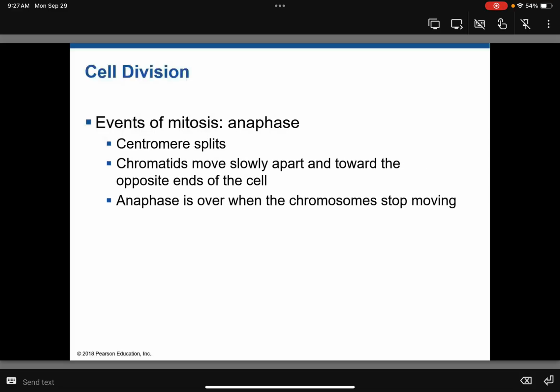Next comes anaphase. This is where the centromeres are splitting apart and the chromatids move slowly towards the opposite ends of the cell. And anaphase is over when the chromosomes stop moving. Remember, anaphase: the chromosomes split apart, anaphase, apart.